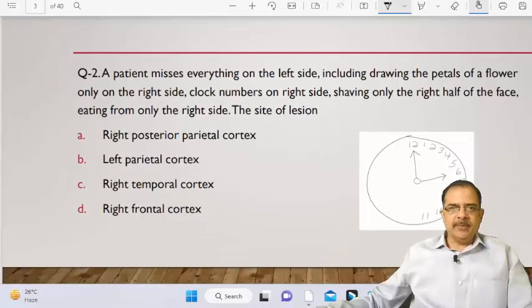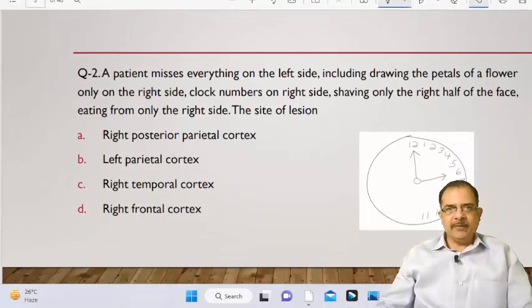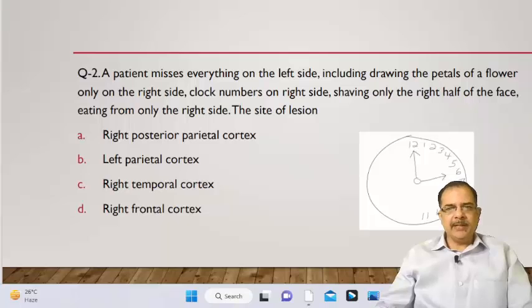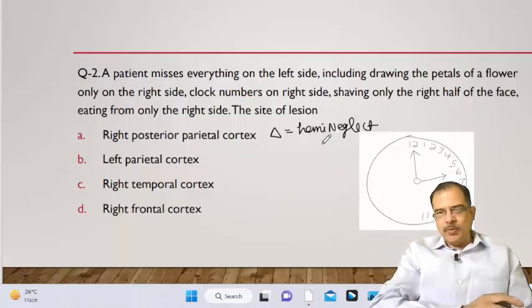Patient misses everything or ignores the left side of the body, including drawing the petals of a flower only on the right side and the clock numbers only on the right side, shaving only half side of the face, eating only from the right side, washing the right side of the hand only. So the clinical diagnosis of this condition is known as hemi-neglect. And this hemi-neglect is for the left side of the body.